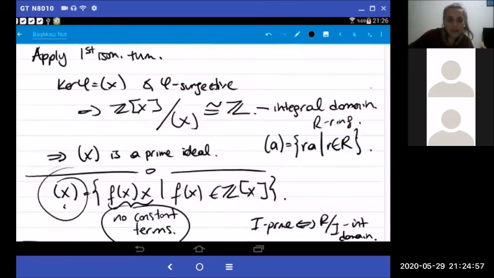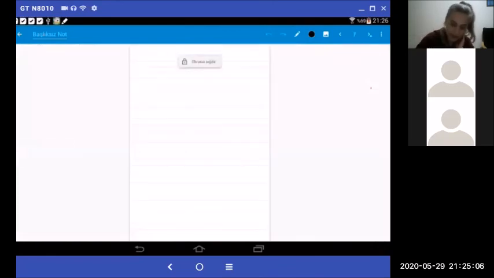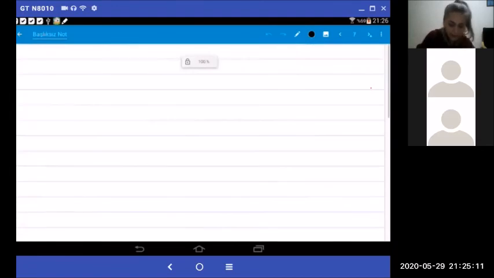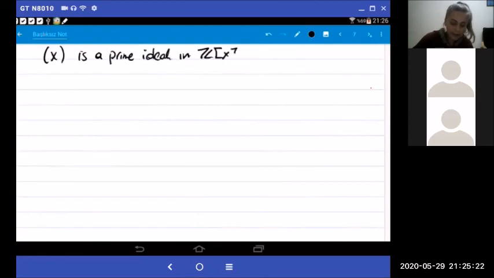Just the definition. Okay. What was it? The ideal generated by x is a prime ideal. Okay, just using the definition. The ideal generated by x is a prime ideal, using the definition.